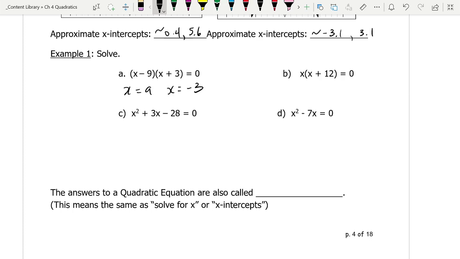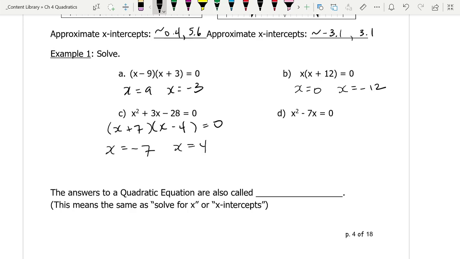Here, a number times a number is 0, so the first number could be 0 itself, or the next number could be negative 12. All right, these two I actually have to factor myself before I can solve for x. So what two numbers times to make negative 28 and add to make positive 3? And the answer to that is positive 7 and negative 4. So the two answers here for this equation's x are negative 7 and 4.